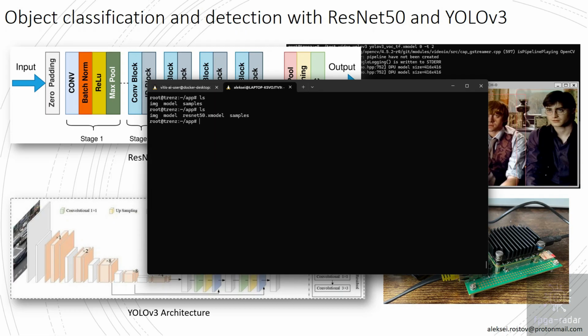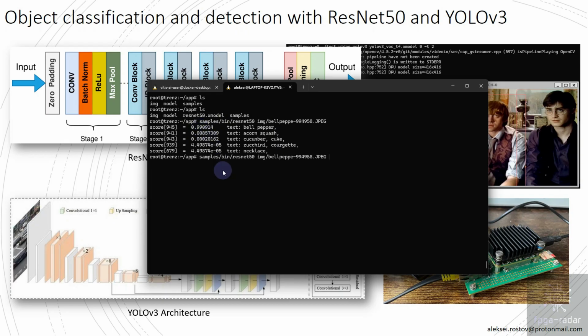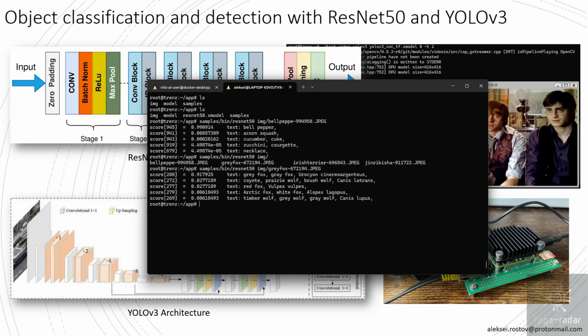Let's check. Yeah, here we have ResNet 50. Okay, we can run our example one more time, and let's see. Okay, yeah. So in this case we succeeded, and the picture is recognized as wallpaper with probability 0.99. So yeah, let's check another picture. For example, what kind of pictures do we have here? Gray fox, for example. Okay, yeah, probability a little bit lower, but nevertheless it works.